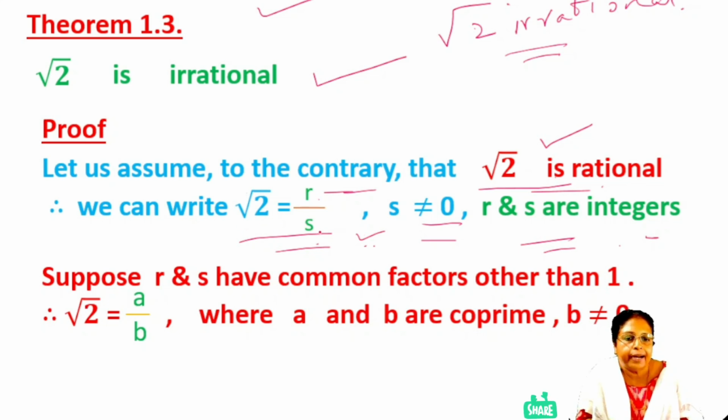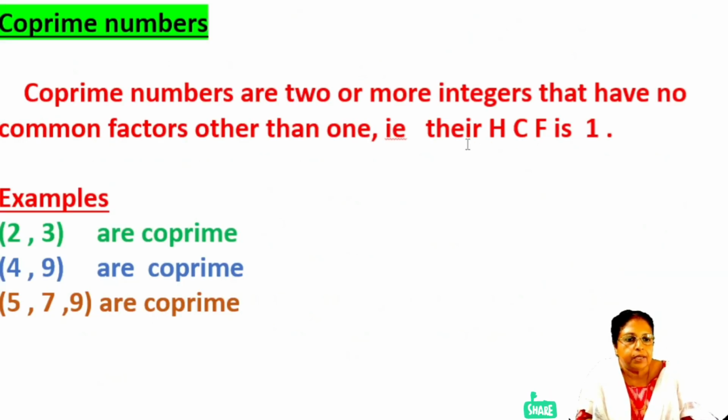And here suppose r and s have common factors other than 1. Then we can cancel that and simplify it, and let us write like this. Root 2 equal to a upon b. Then you can say a and b have no common factors. That means a and b are coprime. You know what is coprime? Two numbers are coprime means they don't have common factors, and that means their HCF is 1. For example, 2, 3; 4, 9; 5, 7, 9. All these are coprimes. Their HCF is 1.